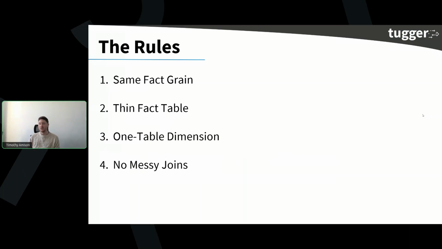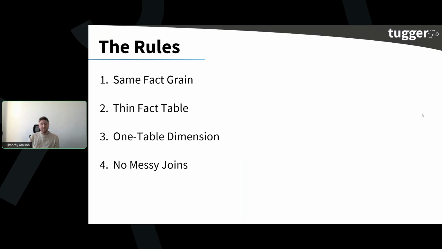And every time I make a choice, I'm thinking back to these 4 rules. Am I breaking any of these? If I am, is there a good reason to? So these 4 rules that I follow, which I'll explain briefly afterwards, are, first, the same fact grain. So this is all about having everything that's facts on the same level. There are similar facts, they would all come together. We don't want to overcomplicate with lots of tables.